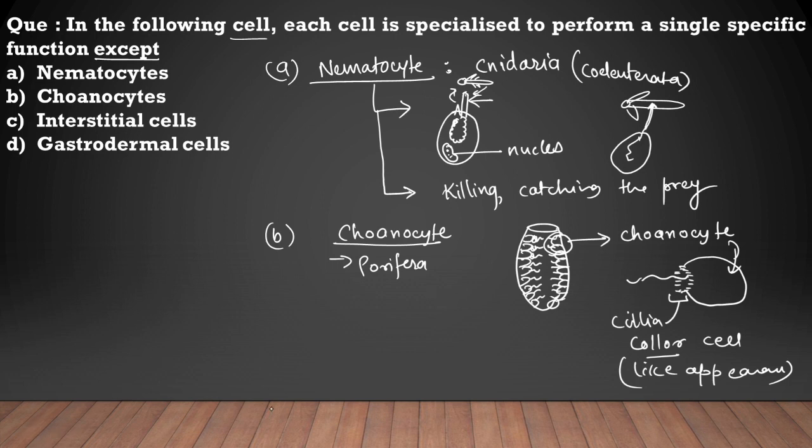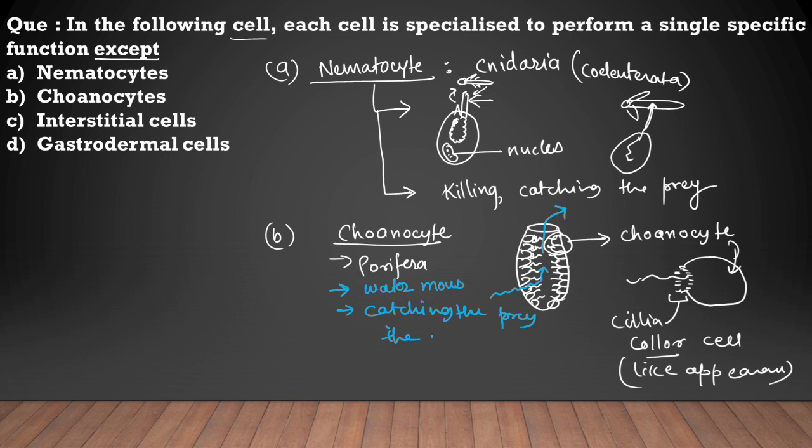synchronized beats, so that the water from the surroundings will move inside the cavity of the body and will be transferred out from the upper pore, that is called the osculum. So choanocyte is generally useful in beating in a synchronized way so that water moves inside it, and when the water moves, it also helps in catching the prey with the help of its cilia, catching the organism which it feeds on. Okay, so this is about the choanocyte.